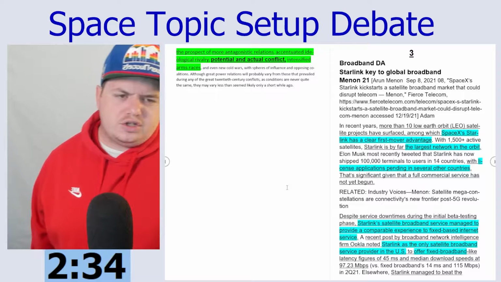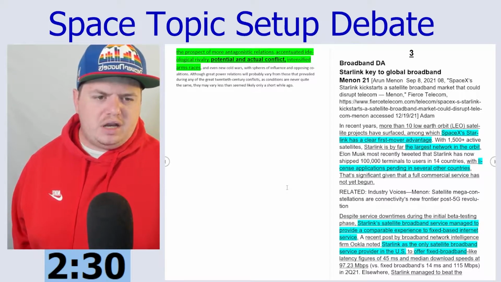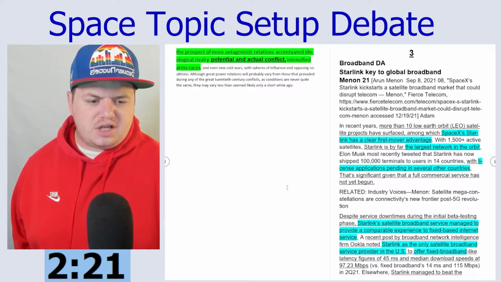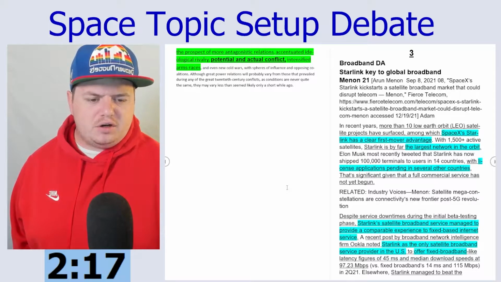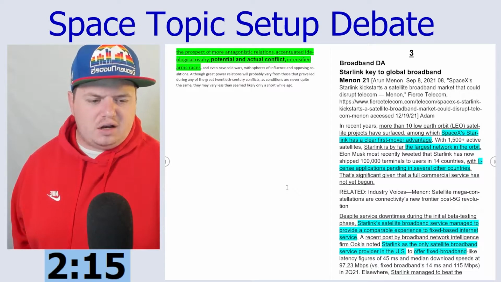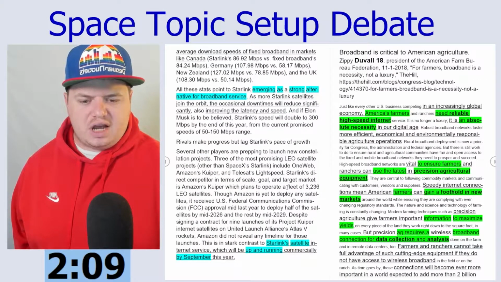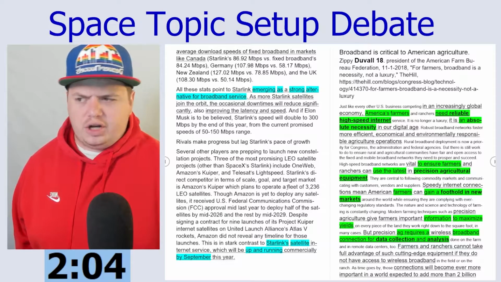The third off-case position is the broadband DA. First is that Starlink is key to global broadband. Menon in '21: SpaceX's Starlink has a clear first-mover advantage, the largest network in orbit, and license applications pending in several other countries. Starlink's satellite broadband service managed to provide a comparable experience to fixed-base internet service. Starlink, as the only satellite broadband service provider in the U.S., offered fixed broadband, emerging as a source of alternative broadband service. Starlink's satellite is up and running by September, and this broadband is critical to American agriculture.